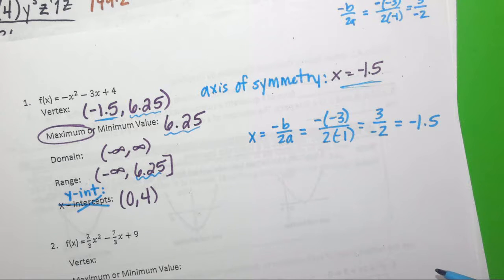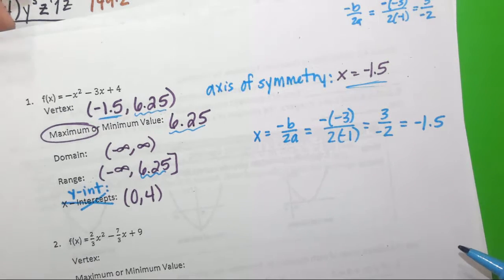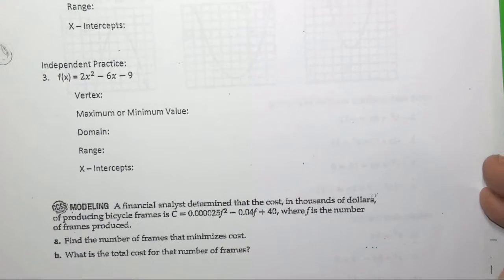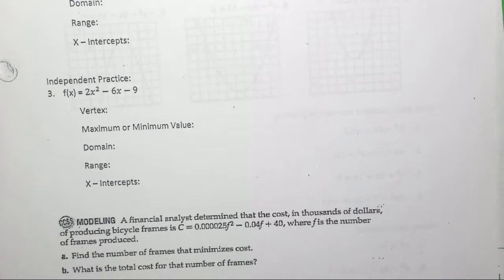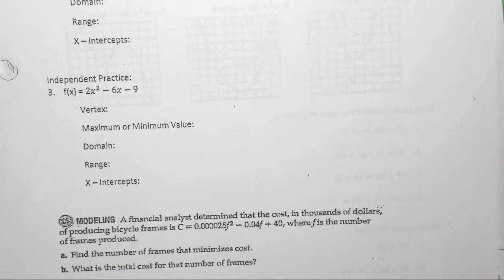Okay, are there any questions about this? Then we'll save number 2 for tomorrow because I just don't even feel like talking about fractions today. Let's do number 3 and then I'll let you get to work on your life. Number 3 is 2x squared minus 6x minus 9. That looks really familiar to me. Please tell me that's not the exact one from this. Oh no, okay, cool. 2x squared minus 6x minus 9.